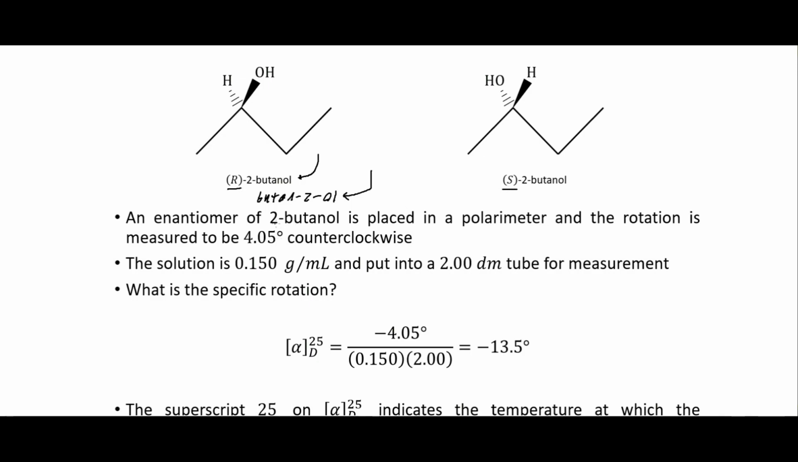An enantiomer of 2-butanol is placed in a polarimeter, and the rotation is measured to be 4.05 degrees counterclockwise. We're doing this on a solution that is 0.15 grams per milliliter, and we put it into a tube that is 2 decimeters for measurement. So we perform this calculation here. We have our observed rotation, our concentration, and our path length. We see that this is negative 13.5 degrees. This is what it is for a single enantiomer, if you have a pure enantiomer.